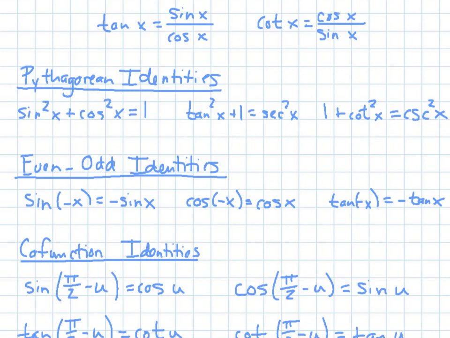And then the other ones: tangent squared x plus 1 equals secant squared x. That comes from the unit circle. And then 1 plus cotangent squared x equals cosecant squared x.